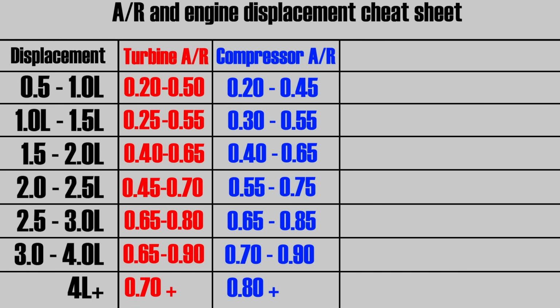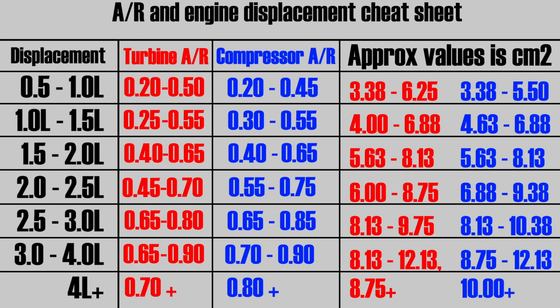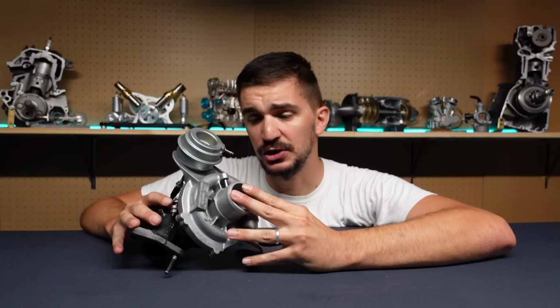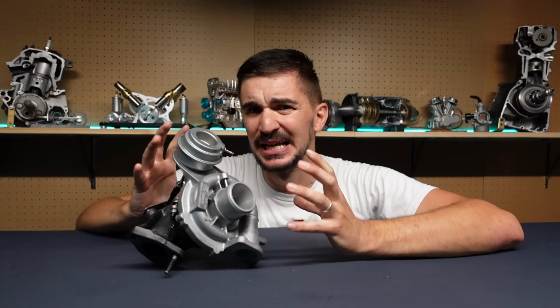Now, some other manufacturers won't be using numbers like this, they'll be using centimeters squared. And here's another little cheat sheet that converts Garrett-style AR numbers, which are actually ratios, to centimeters squared numbers. So, these tell you about the size of the turbocharger. But where do the numbers come from?